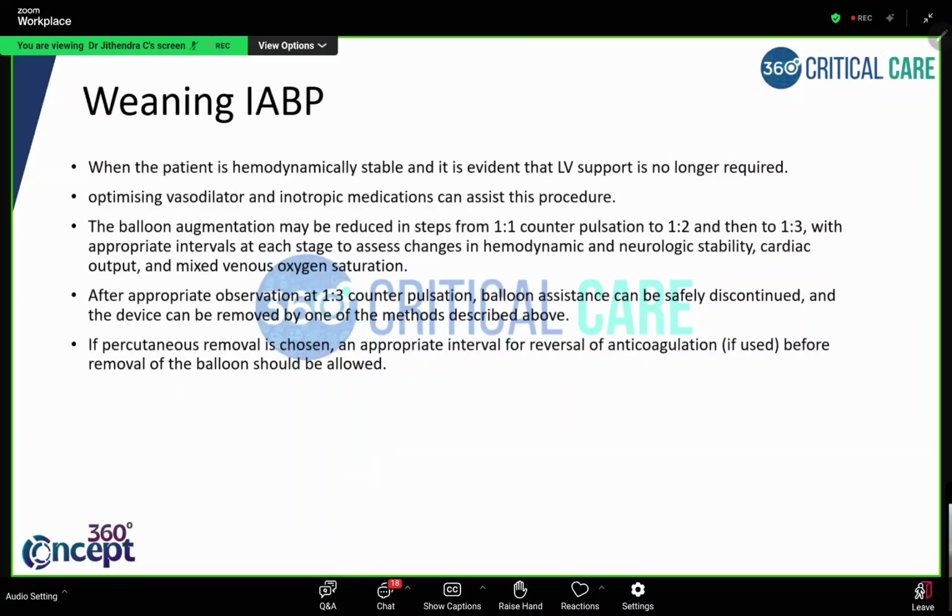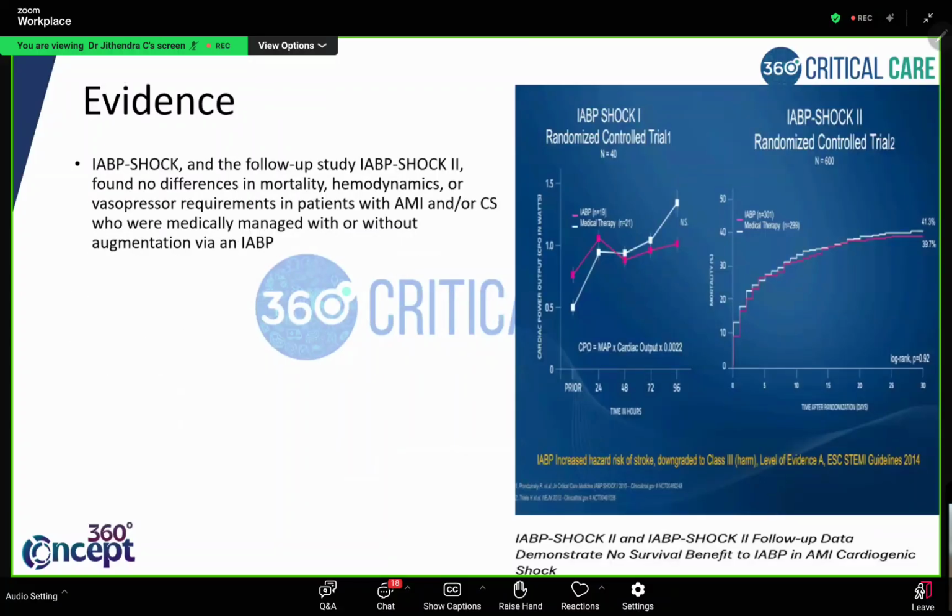We have already discussed the weaning, I'll not repeat it again. Now let us go to the most important part, evidence. In the CBS itself, they may ask you first to comment on the IABP waveform and how you adjust it. The next question can be, what is the evidence for it? You will definitely be asked about evidence.